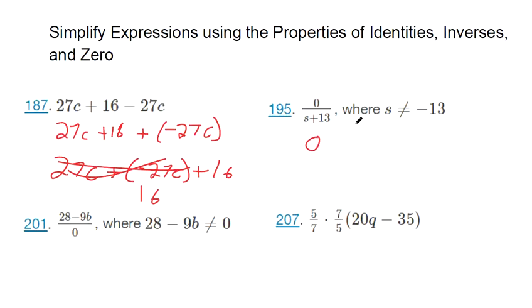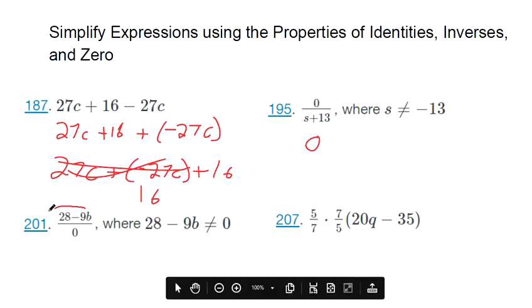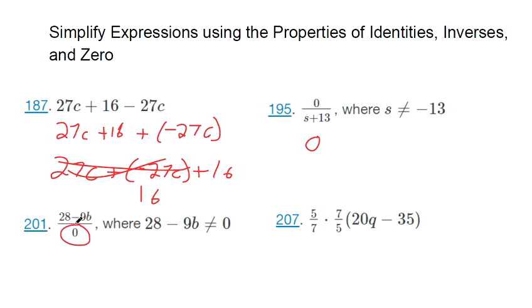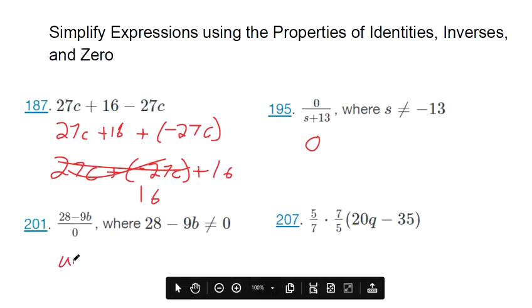Okay? And 201, let's say this turns out to be 100 up top. 100 split into no groups, meaning not even like the original group of 100. Split it into no groups, that's undefined.